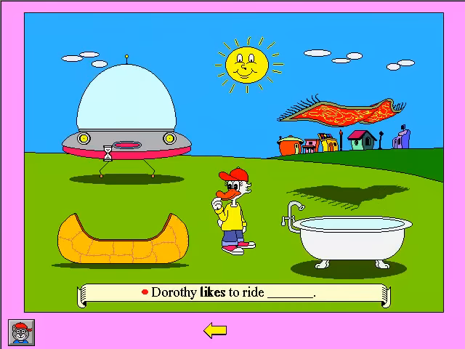Bug, rug, mug, jug. Way to go! Bug, rug, mug, jug. Bug, rug, mug, jug.